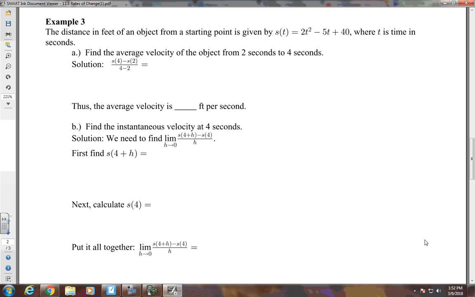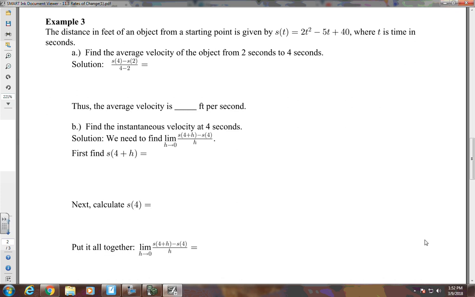In this video, we'll be working example 3 of section 11.3 notes. You've been looking at the difference between average velocity and instantaneous velocity. This example has both of those calculations. Example 3: the distance in feet of an object from a starting point is given by s of t equals 2t squared minus 5t plus 40, where t is time in seconds.